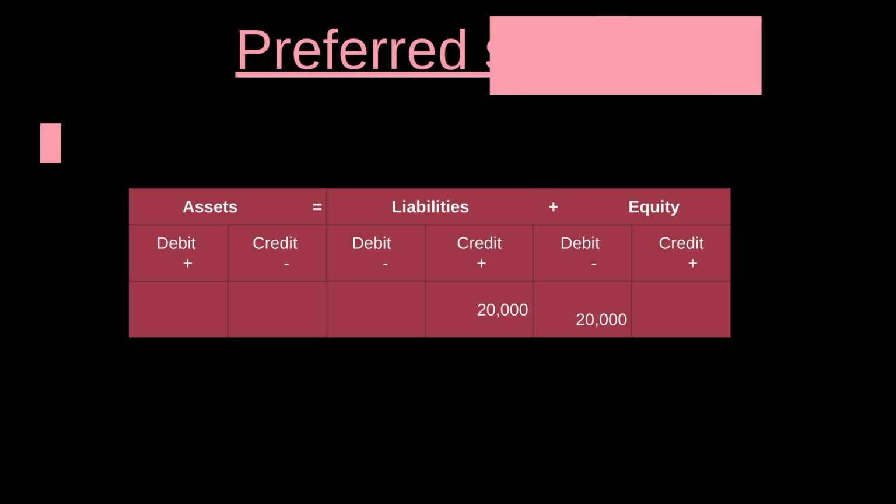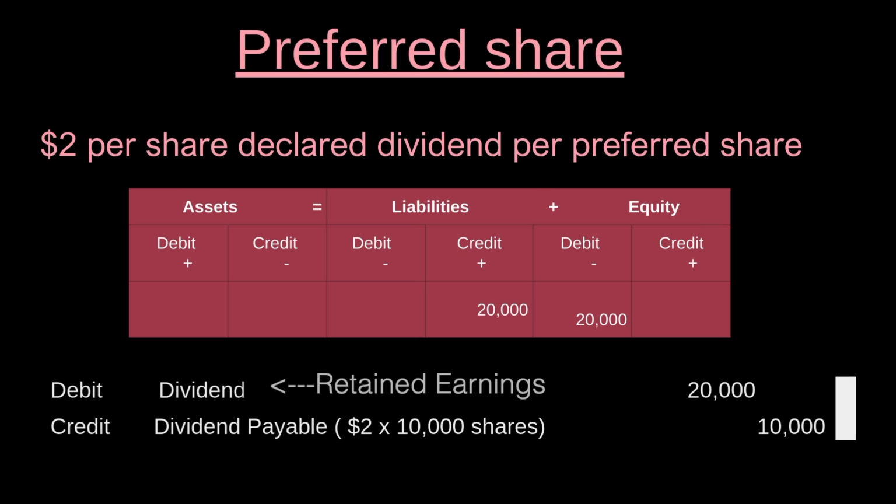Some are non-cumulative. For example, if a company declares a $2 per share dividend on 10,000 outstanding preferred shares, the journal entry would be: you debit your retained earnings for 20,000 and you credit your dividends payable for 20,000.